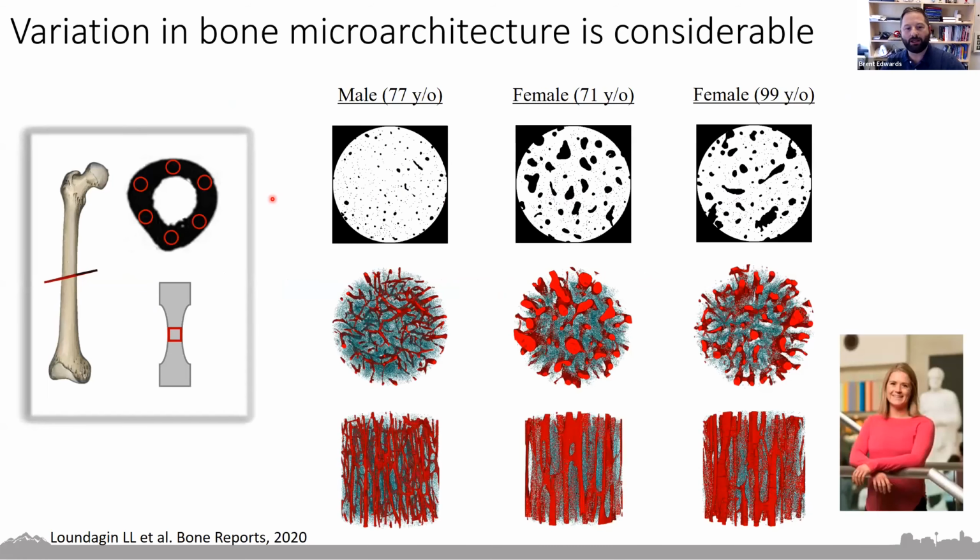The first thing that I want everyone in the room to appreciate is how variable intracortical microarchitecture can be. This is research that was done by Lindsay Loundigan in the lab, who's now a postdoctoral fellow at the University of Saskatchewan. We took bone samples from human femurs and tibias, cored out these small samples, and took them to the Canadian synchrotron facility in Saskatoon, and we got these beautiful images of cadaveric bone. What you're looking at here on the top is a cross-sectional image of a cored out piece of cortical bone, where the white is the bone and all of the black is the void space inside. Below are just a few ways that we've rendered the three-dimensional images.